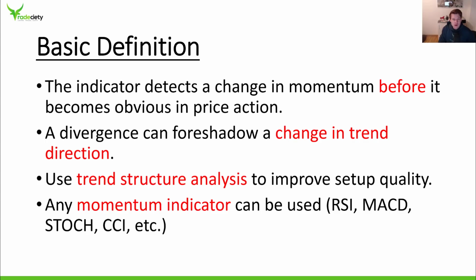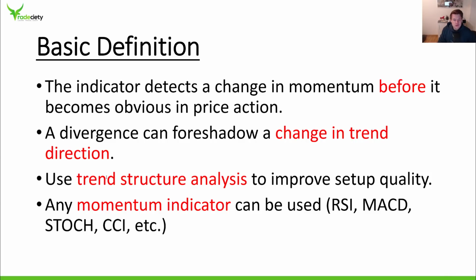So before we get into our charts, let's take a brief look at the basic definitions of divergences and what we are looking for. When we are looking for divergences, the indicator detects a change in the momentum before it becomes obvious in the price action. So in this case, the indicator that we are using is actually going to be a leading tool. A divergence can foreshadow a change in trend direction before it happens, so really important.